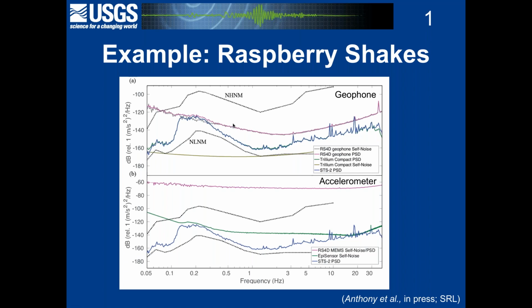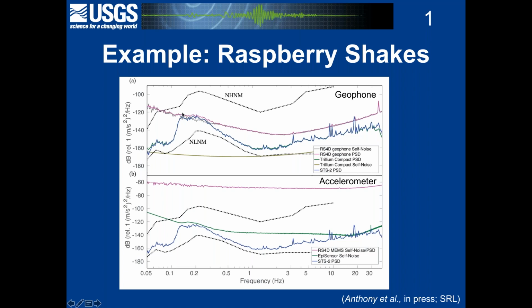And what you can see here is that the Raspberry Shakes have a higher level PSD than the Trillium Compact and the STS-2. And why that is, I've also plotted self-noise of the Trillium Compact, here is this curve, and self-noise of the Raspberry Shake, here is this curve. And the reason why the PSDs are higher is because here you're not recording any actual ground motion on the Raspberry Shake. You're just recording self-noise of the instrument in this region.